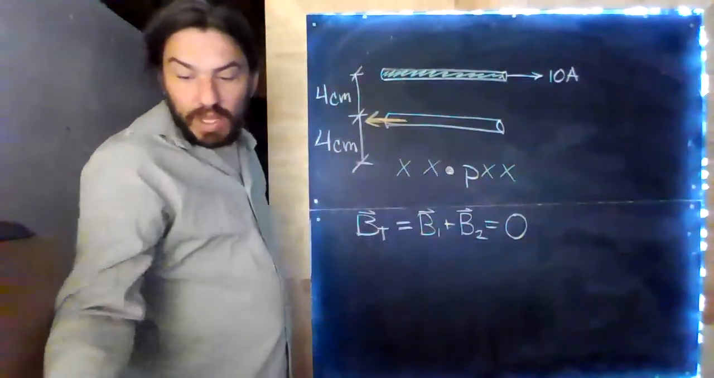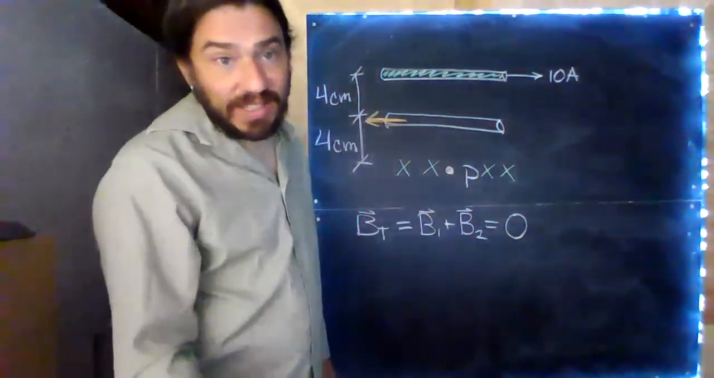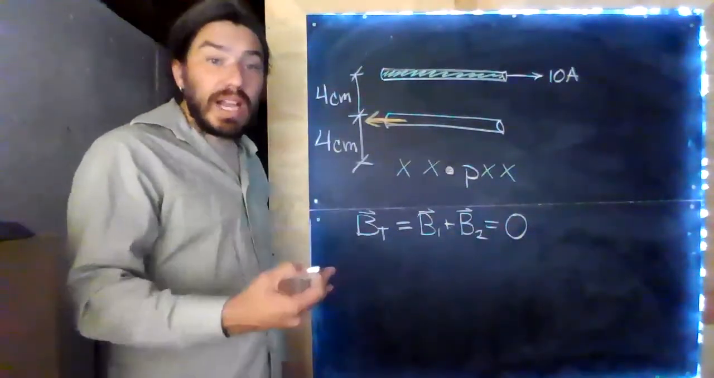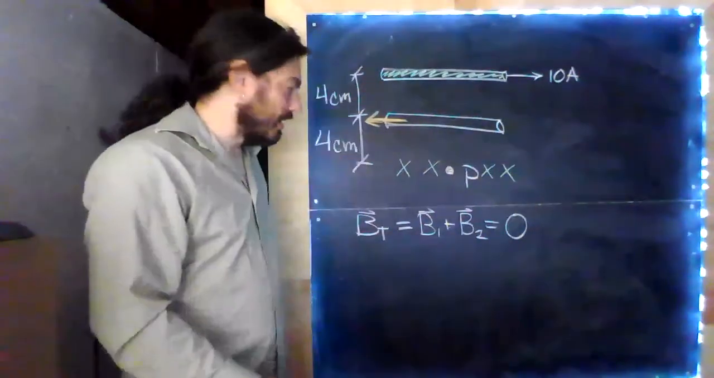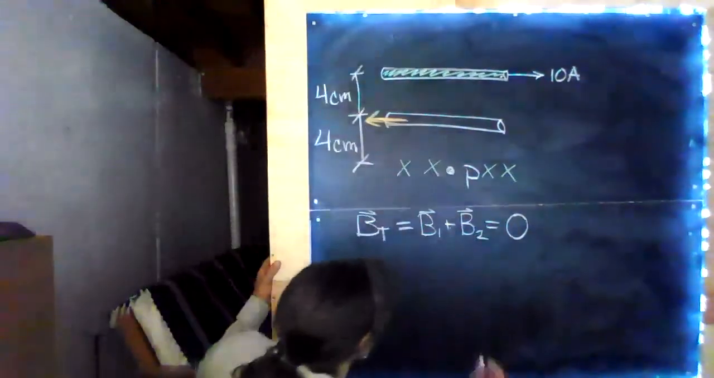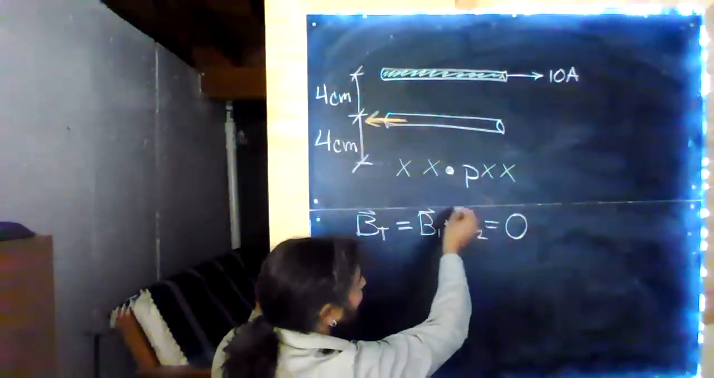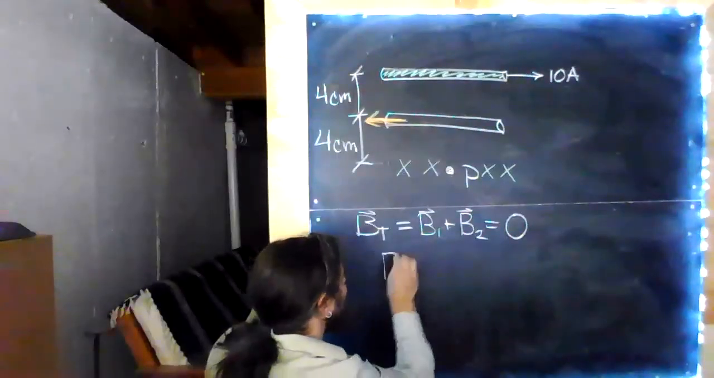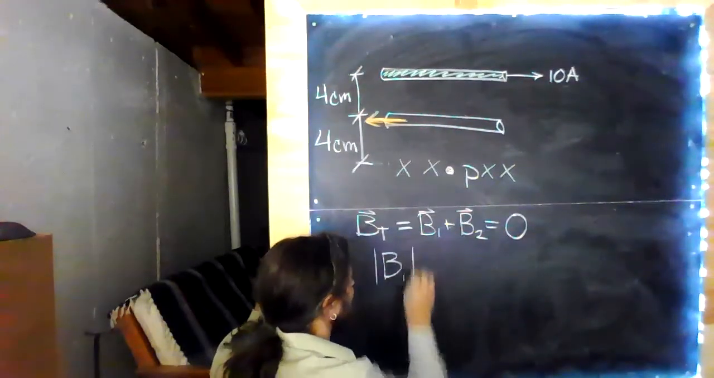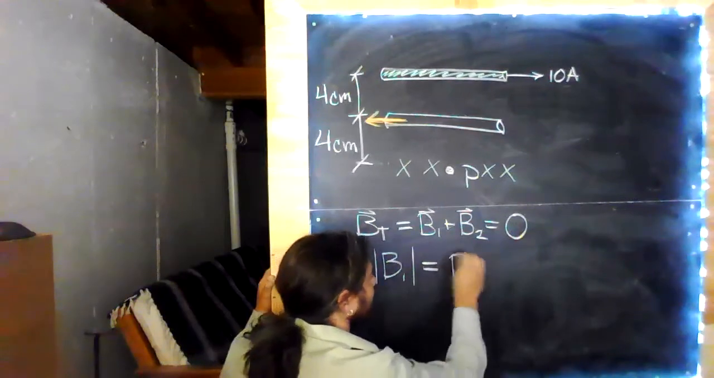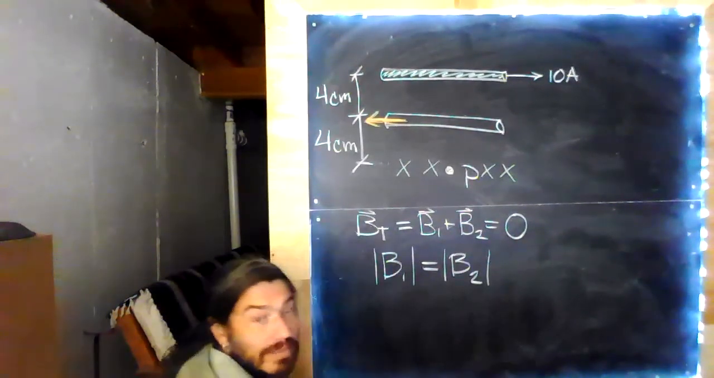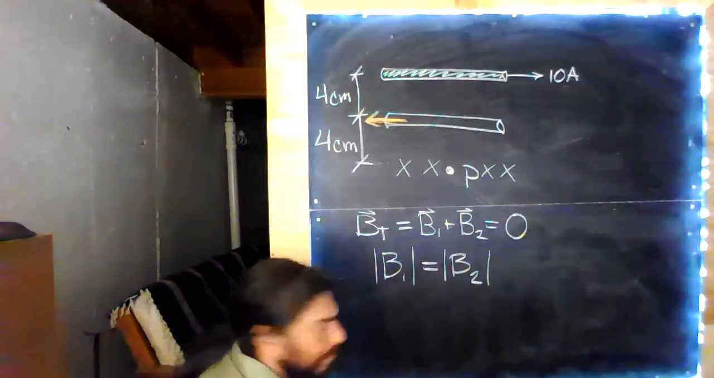What is the magnitude? Well, if these two vectors are going to cancel, then they have to be equal and opposite, which means they have to have opposite directions and equal magnitudes. And so what I could write then, I could just take away the vector signs now and talk about magnitudes. That means that the magnitude, and to be explicit, I'll put some absolute value signs there. The magnitude of B1 must be equal to the magnitude of B2.